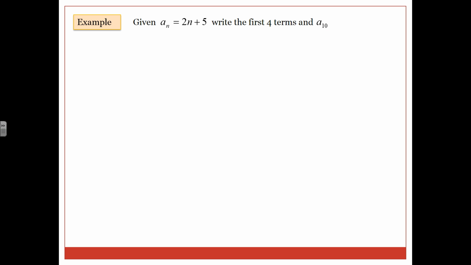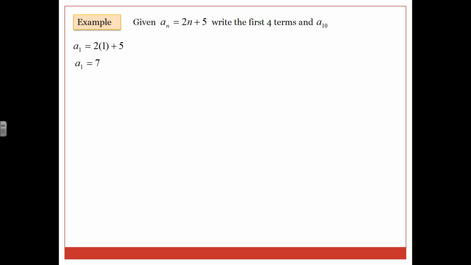So here's our first example. Given the rule a sub n is equal to 2n plus 5, so we can call that the rule, but it is also the formula that we can use to find the nth term in this sequence. It's asking us to write the first 4 terms and find a sub 10, which means find the 10th term. So the first term, the way you find the first term is by plugging in 1 right here where you see n. So 2 times 1 plus 5. So a sub 1, that represents the first term, is 7.